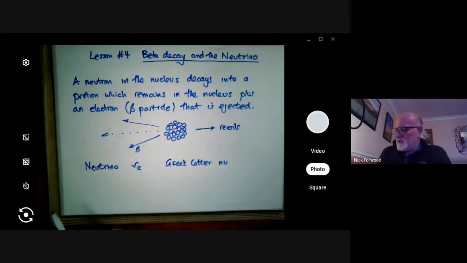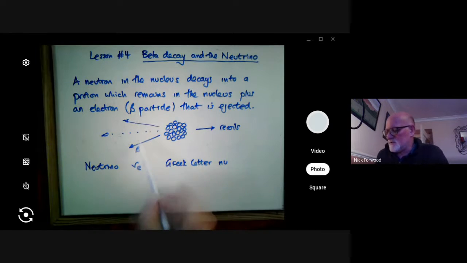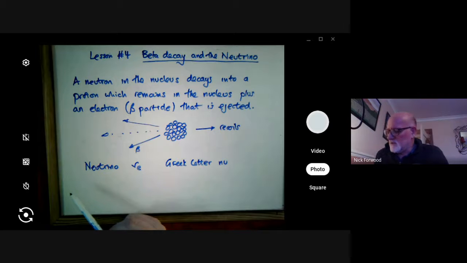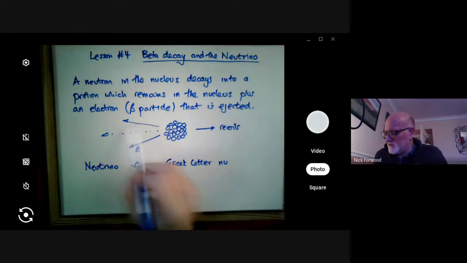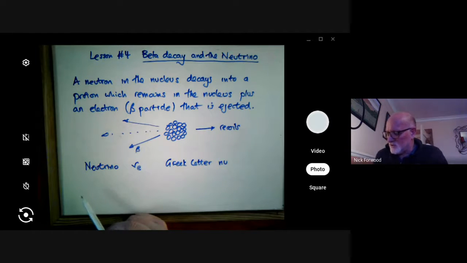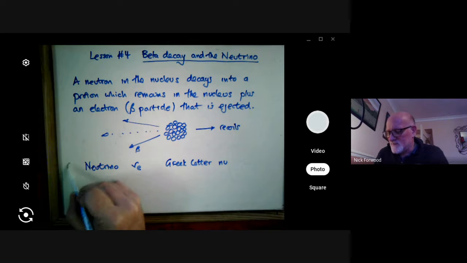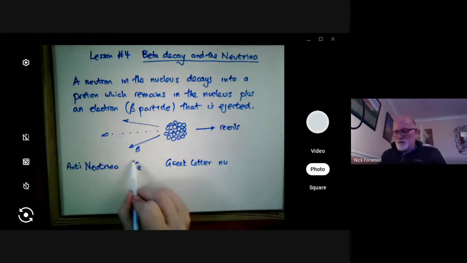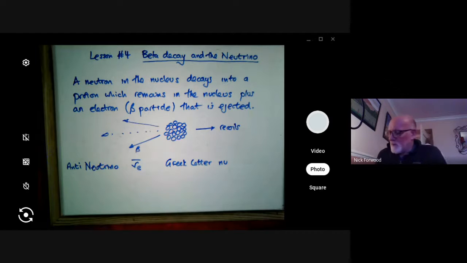So beta emission was discovered in the early 1900s. Neutrinos were discovered later, but then it took some more work to find out that this neutrino that was emitted here actually isn't a matter neutrino. It's in fact an antimatter neutrino. So I ought to put anti-neutrino here and put a bar across the top there.